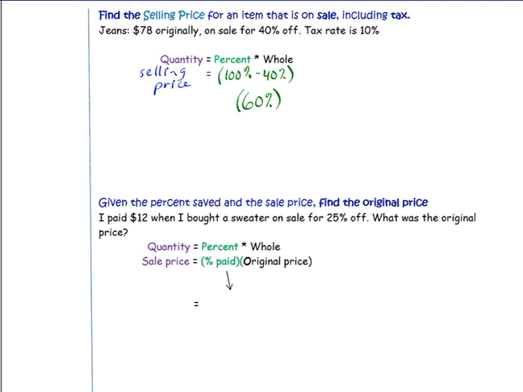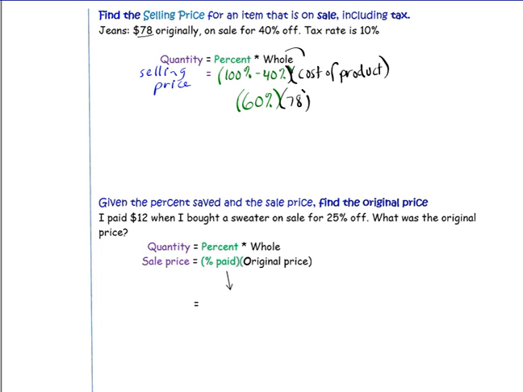Then the whole amount of the jeans was $78. Okay, so the whole is $78. And that's the original amount or the cost of the product. Let's put cost of the product for that one. And so that's going to give us the cost of the item when it's on sale.